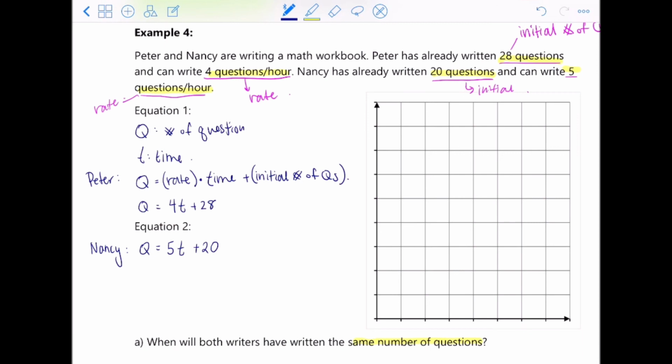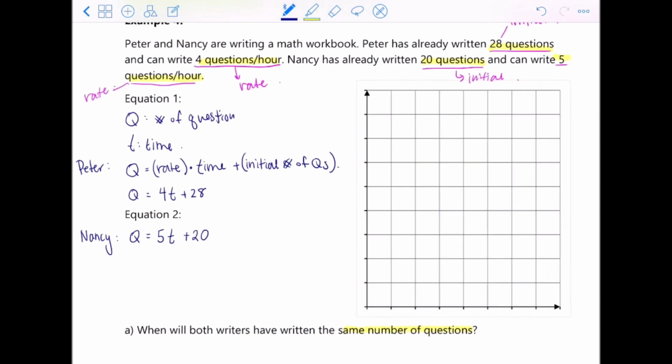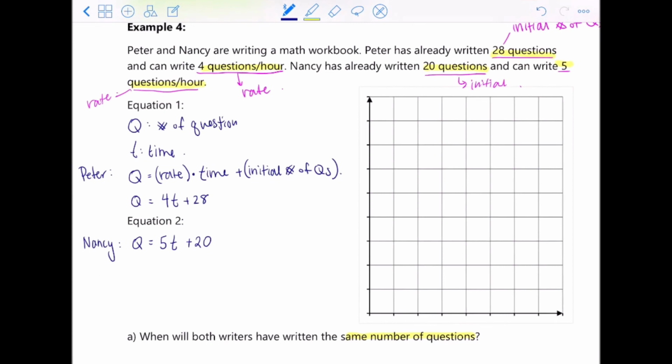Because time is always independent, we do have to label the horizontal axis as time t. And the number of questions would be on the vertical axis. So these are the increments. Time will increase by 1 hour each, 6, 7, 8. And then questions will increase by 10: 20, 30, and all the way up.